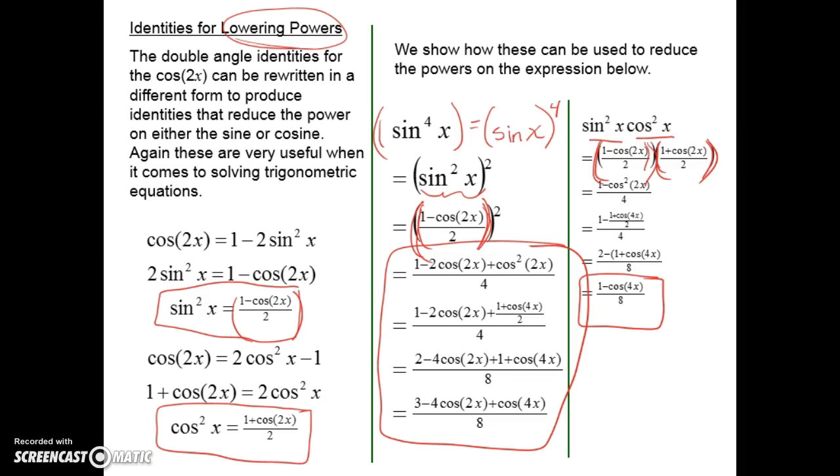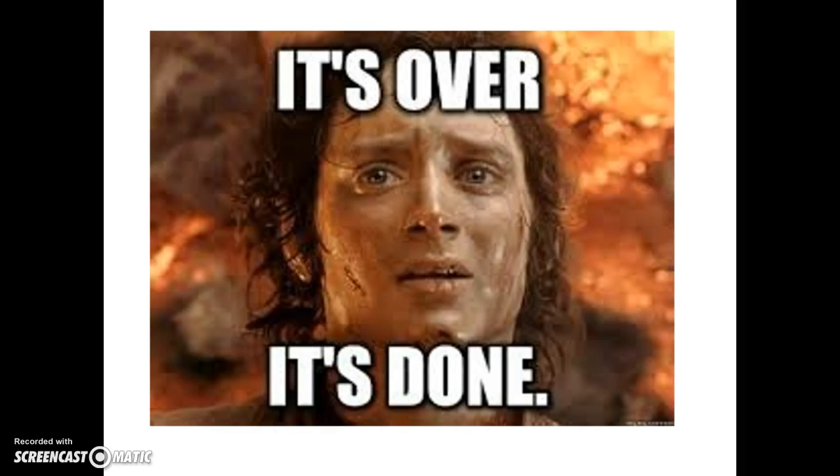I just wanted to take the opportunity to show those to you because they follow from the double angle identities that we'll be using in class tomorrow. So come to class next time and we'll work some homework.